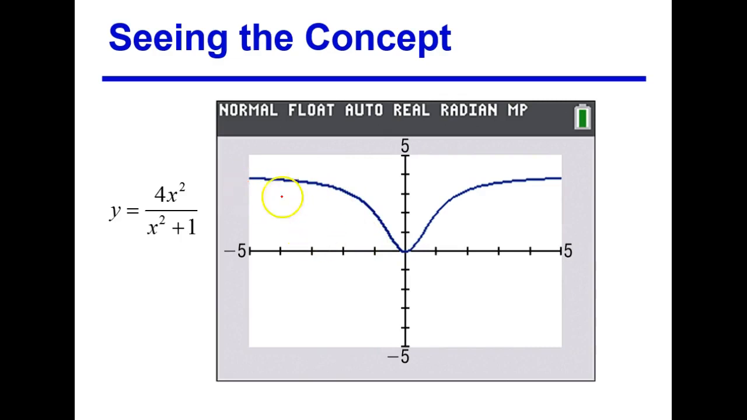So here's the actual graph of the equation we were just looking at. As you can see, I could fold it along my y-axis, and it would look exactly the same. It would fit on itself. So I know that it is, in fact, symmetric about that axis.